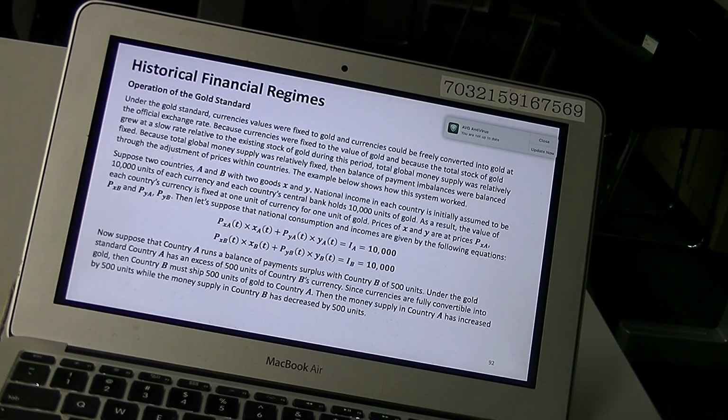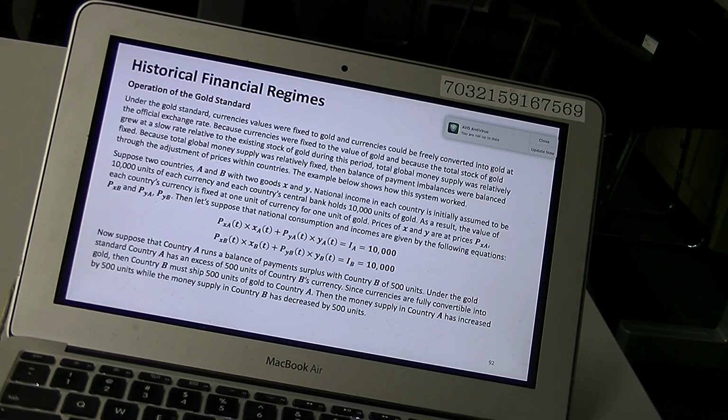So you have to go mine gold. So you mine gold, but there's a certain stock. Countries have had a certain amount of gold. Well, the amount of gold increases fairly slowly. That was basically the amount of currency. The global currency was a function of the amount of gold. And so what that means is also the total global money supply was fixed. Then the balance of payments were balanced through the adjustment of prices within countries.